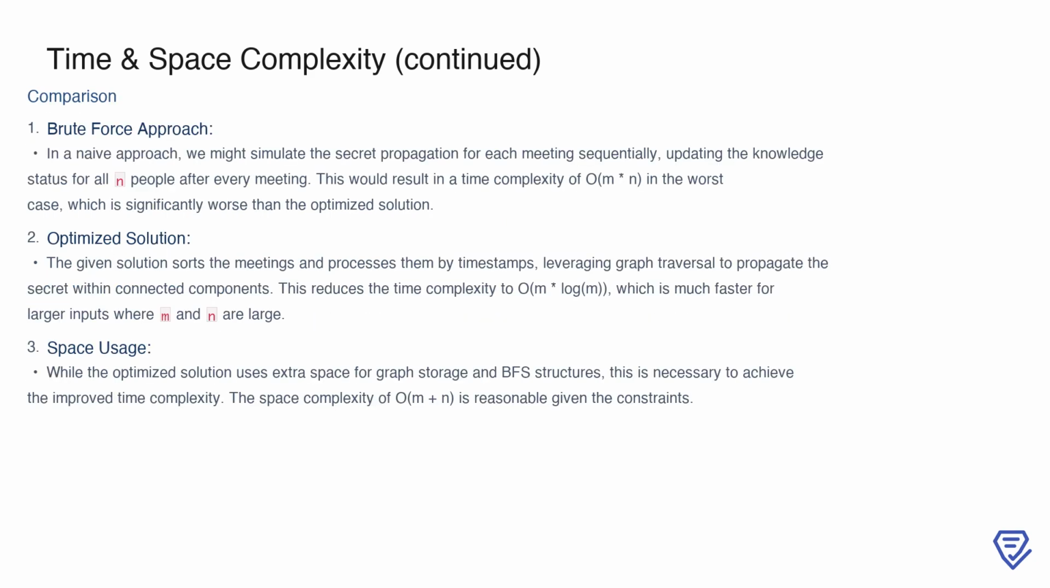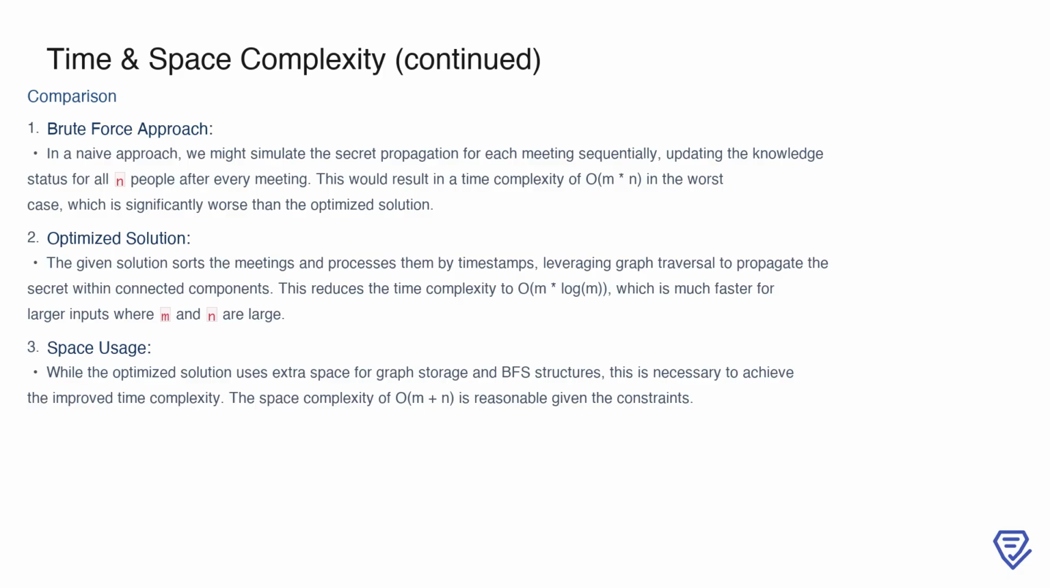To put these complexities into perspective, let's compare the optimized approach with a brute force approach. In a naive solution, we might simulate the propagation of the secret for each meeting sequentially. For every meeting, we'd update the knowledge status for all n people. This would result in a time complexity of O(m*n) in the worst case, which becomes infeasible for large inputs. Our optimized solution, on the other hand, sorts the meetings and processes them by timestamps, using graph traversal to propagate the secret within connected components. This reduces the time complexity to O(m*log m), making it significantly faster for larger values of m and n.